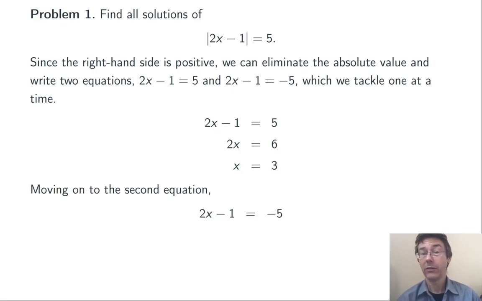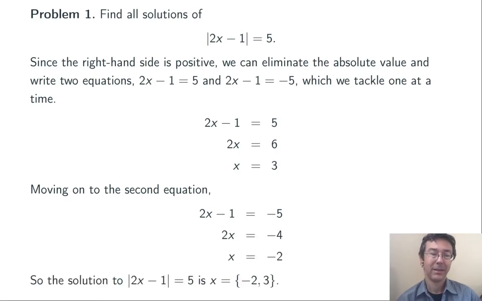The second equation, 2x minus 1 equals -5, is solved the same way. Add 1 to both sides, and divide by 2 to get x equals -2. Overall, we get the solution to this absolute value equation. X can be -2 or 3. Notice, by the way, that we can plug either one of those numbers into our original equation and get a true statement. That's a quick way to check your work.